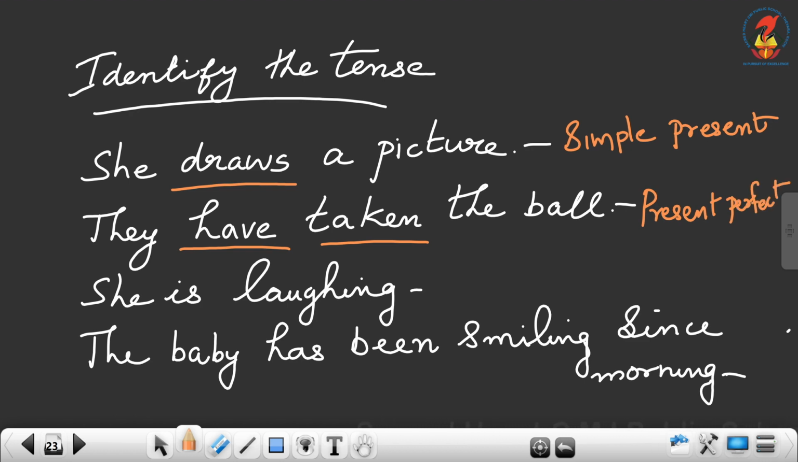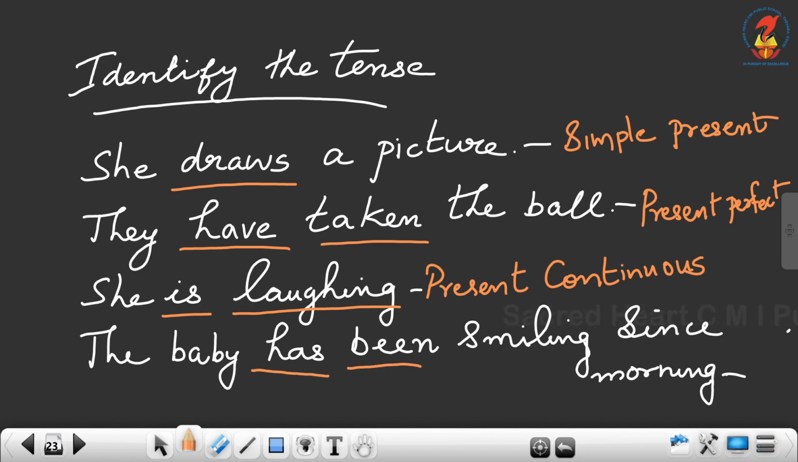Okay. Then the next one. She is laughing. Is laughing. What is that? Is, am or are plus the ing form of the verb. Laugh plus ing, laughing. That is present continuous. Then the next one, the baby has been smiling since morning.